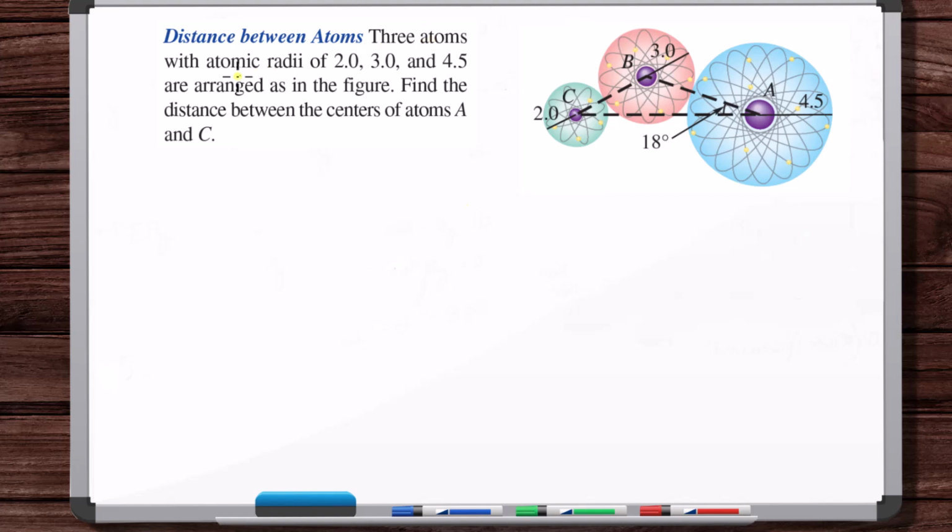Okay, 3 atoms with atomic radii of 2.0, 3.0, and 4.5 are arranged as shown in the figure. Find the distance between the centers of atoms A and C.